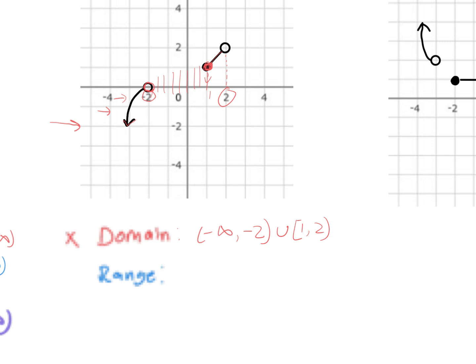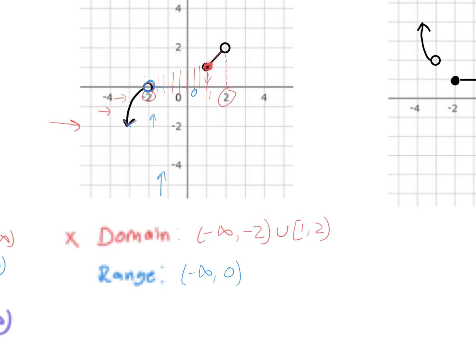Let's do the same thing with our range, going from the bottom to the top. It looks like we have an arrow. This arrow again means you're going forever down, so we're going to start at negative infinity. If we keep going up, we stop touching our function right here at this open circle, at a y value of 0. So from negative infinity to 0, and it's an open circle, so we're going to have a parentheses.